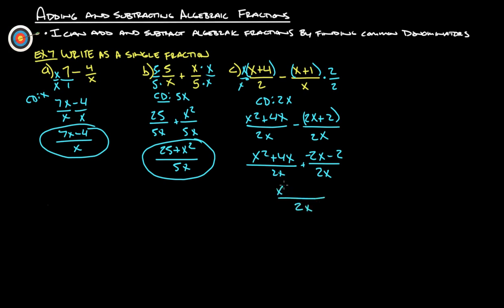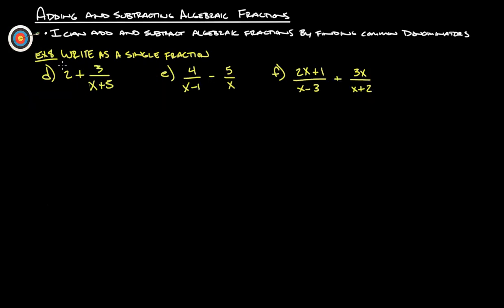So we get x squared, 4x minus 2x is plus 2x, and then we have a minus 2. And there's our two fractions written as a single fraction now. Okay, let's take a look at the next three examples.